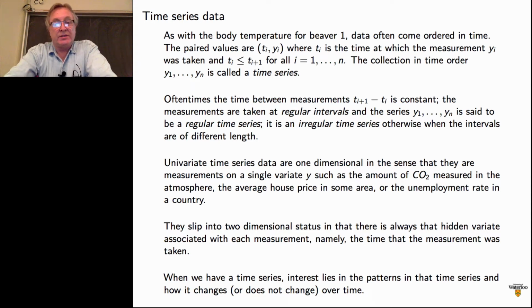And we're going to distinguish between regular time series, where the time between each measurement is the same, versus irregular time series, where it's different. There's no regular time at which you're taking the measurements.